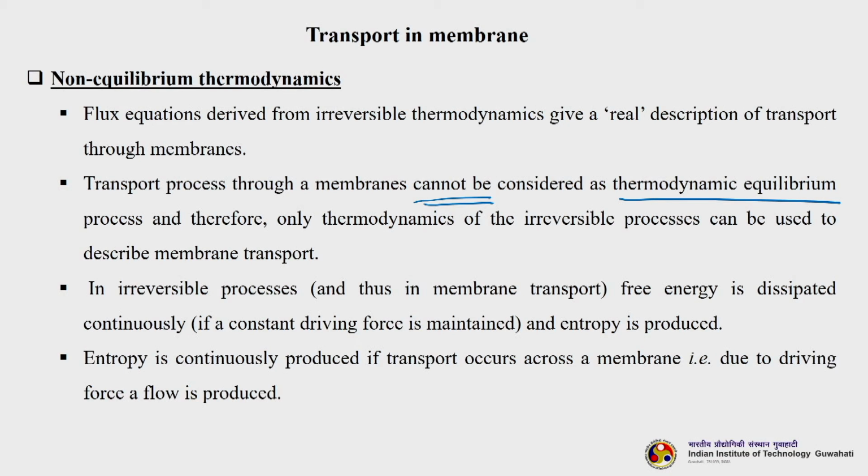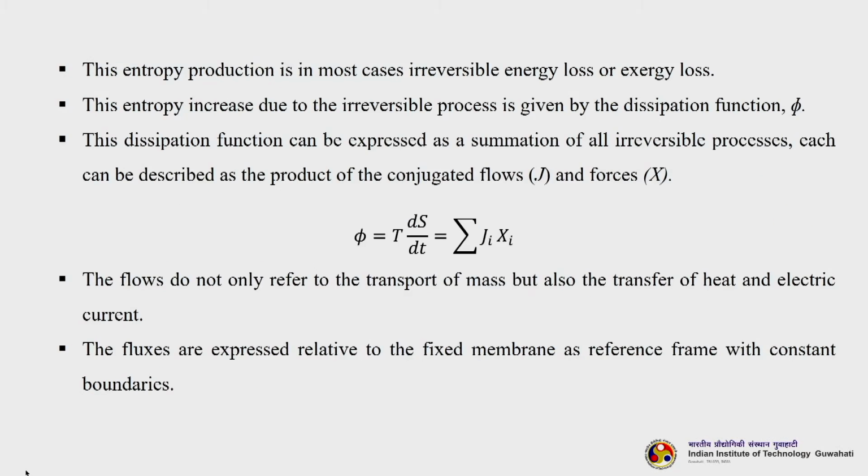In irreversible processes and thus in membrane transport, free energy is dissipated continuously, in case the constant driving force is maintained, and entropy is produced. Entropy is continuously produced if transport across a membrane occurs, that is, due to the driving force a flow is produced. Now, this entropy production is in most cases irreversible energy loss or exergy loss. This entropy increase due to irreversible process is given by the dissipation function phi.